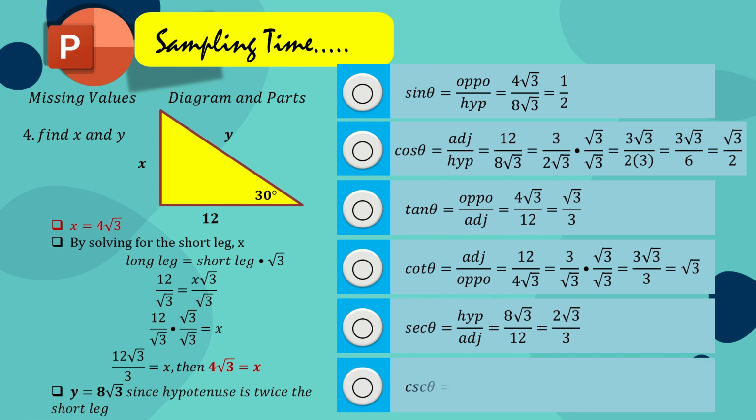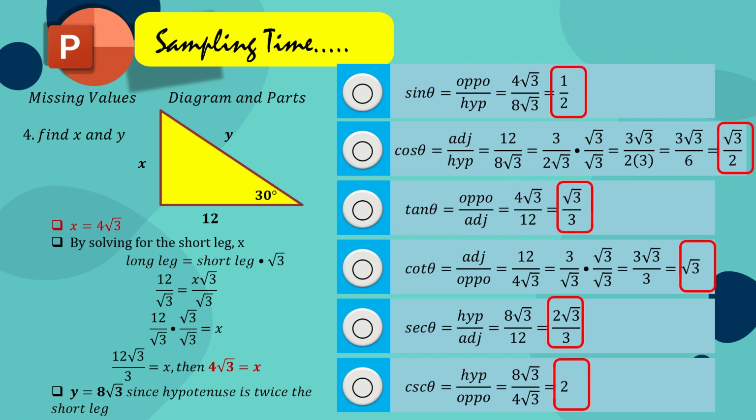Lastly, the cosecant function. Cosecant is hypotenuse y over opposite x. Y over x. Our y is 8 square root of 3 over x, which is 4 square root of 3. So the two square roots of 3 cancel automatically. Then 8 is divided by 4. 8 divided by 4 is 2.